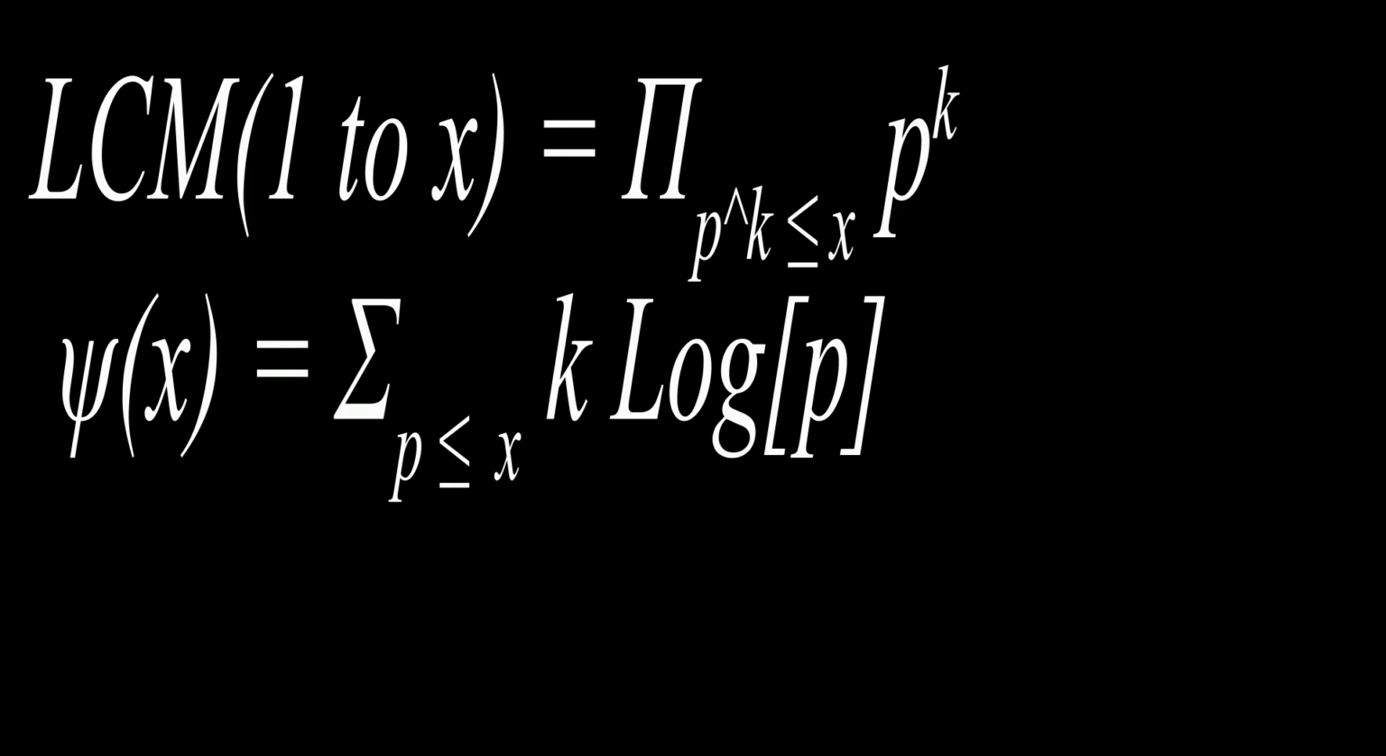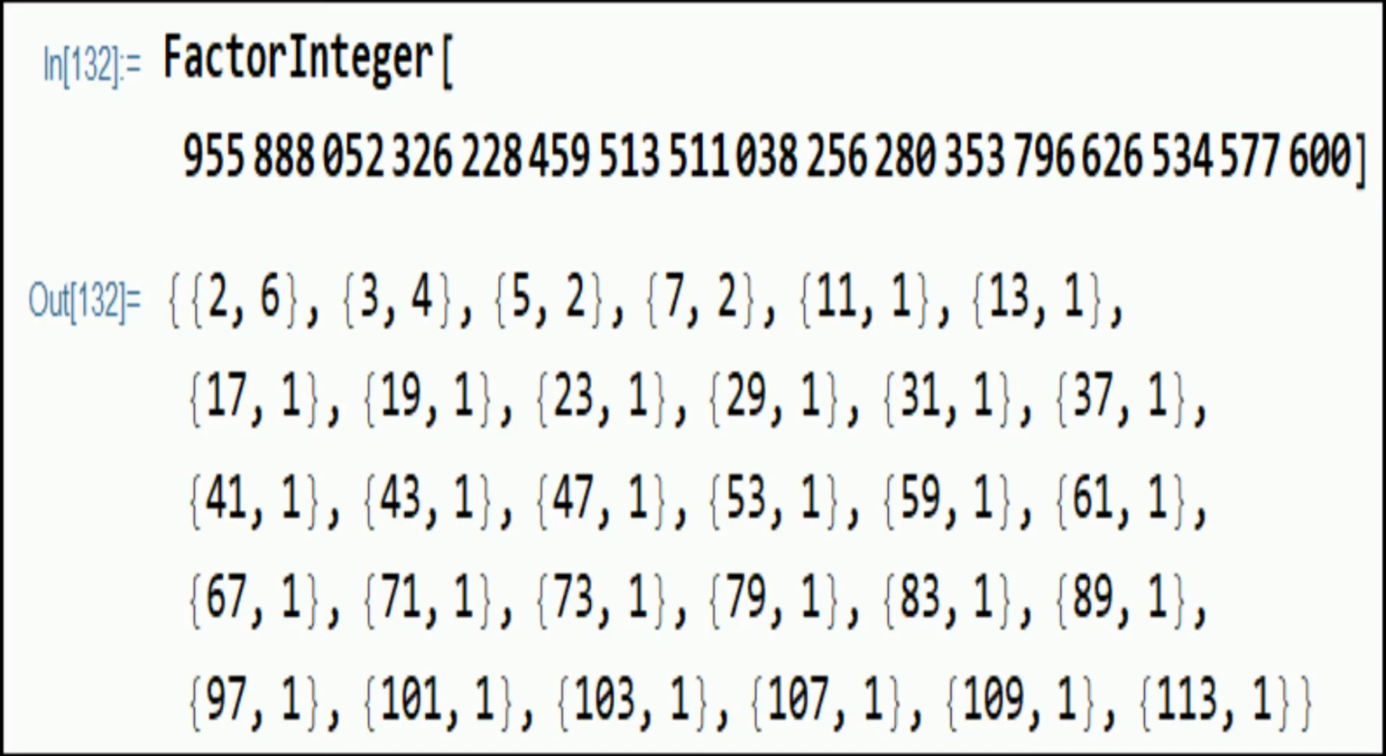We can see this for our mega number if we write down its prime factorization. It is equal to 2 raised to the 6 times 3 raised to the 4th times 5 squared times 7 squared times all the other primes up to 113.